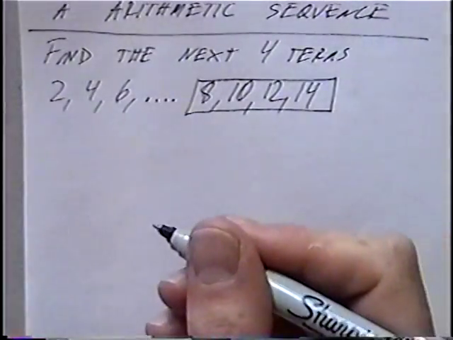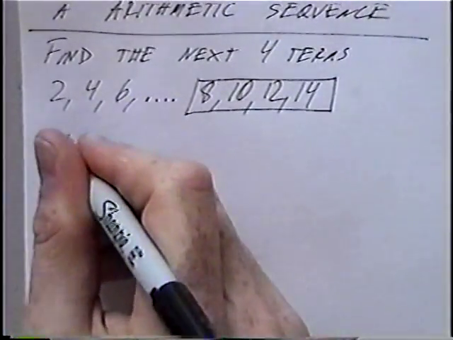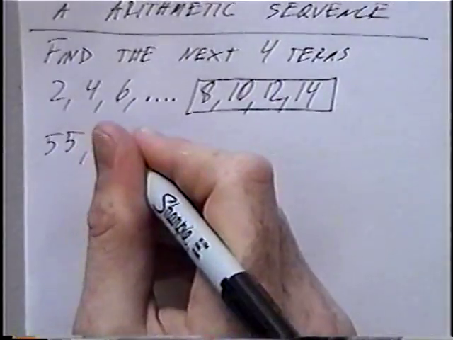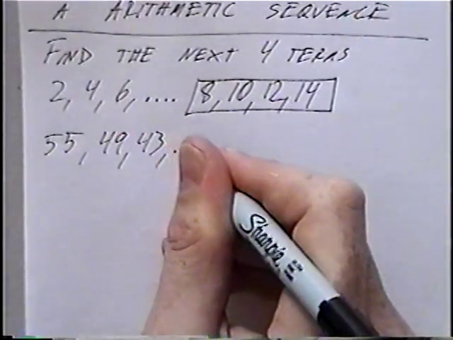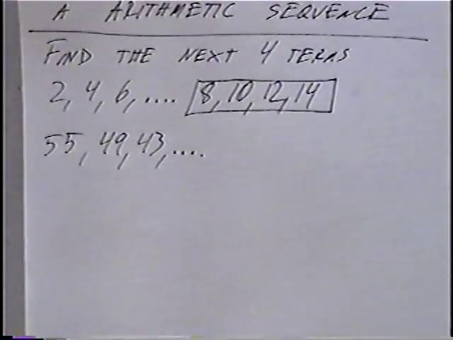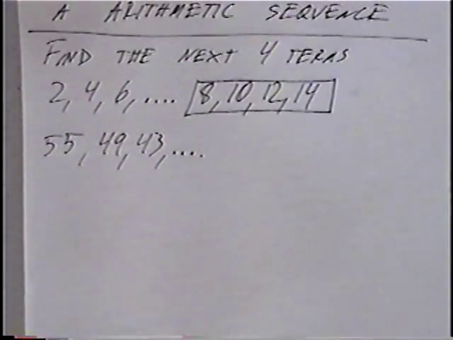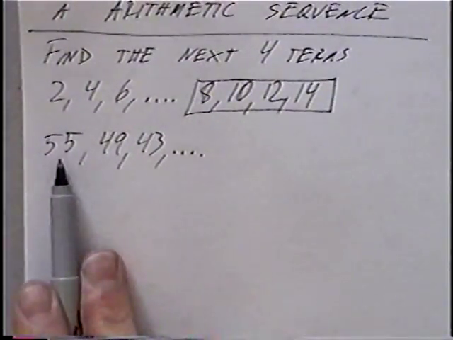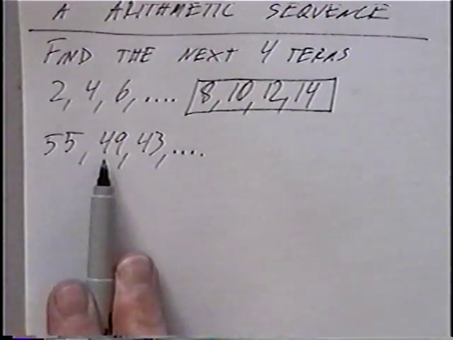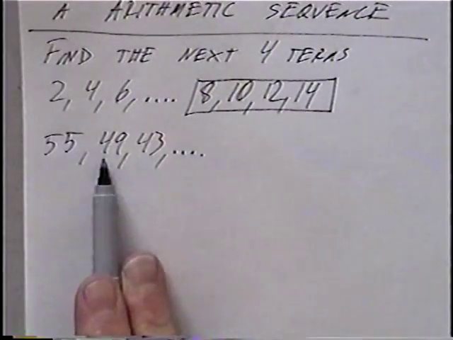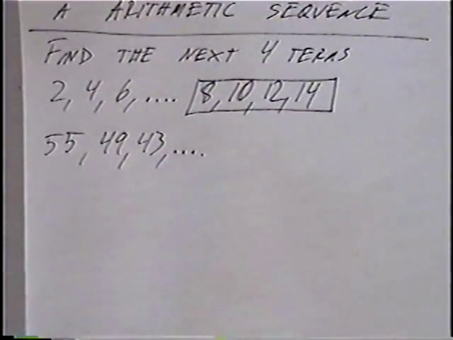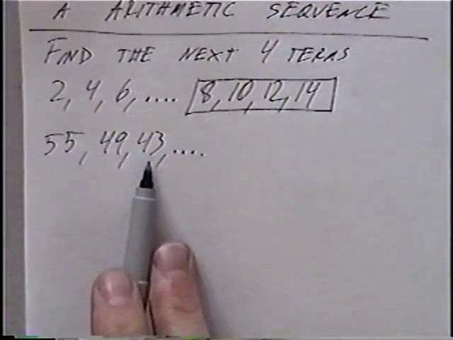Next sequence and last question for the section. 55, 49, 43. Again, we'll find the next 4 terms in the sequence. 55 to 49 decreases, and it's decreasing by 6. 49 to 43 also decreases by 6, so each term thereafter will decrease by 6.